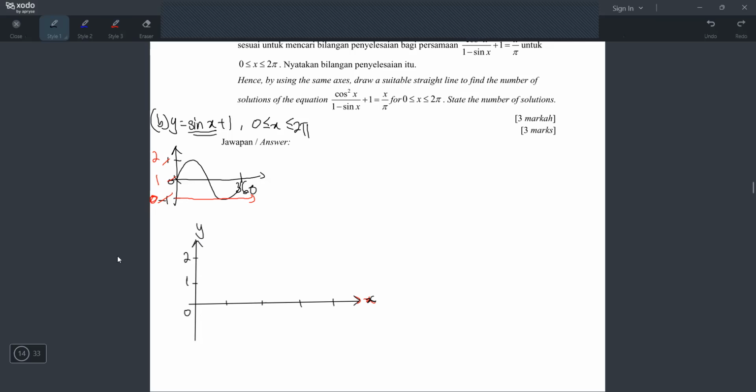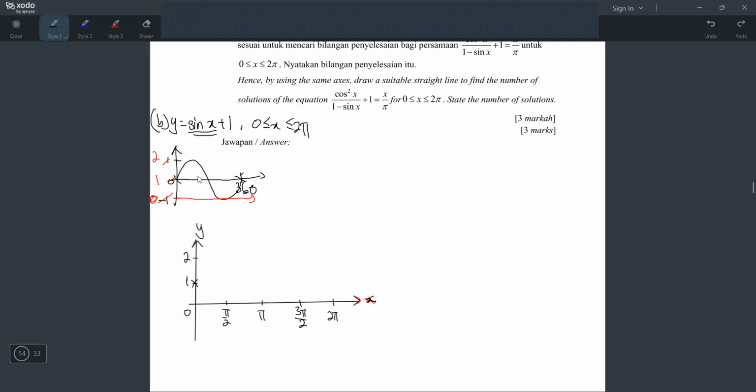But in Add Maths, they like to use radians, so let's use radians. 360 is 2 pi, 180 is pi, 90 is pi over 2, and this will be 3 pi over 2. And we will just follow exactly how the contengan looks like. So I'll start from 0, 1, so 0, 1, right? And then I move up here and go down, go down, go down until I reach here, right?